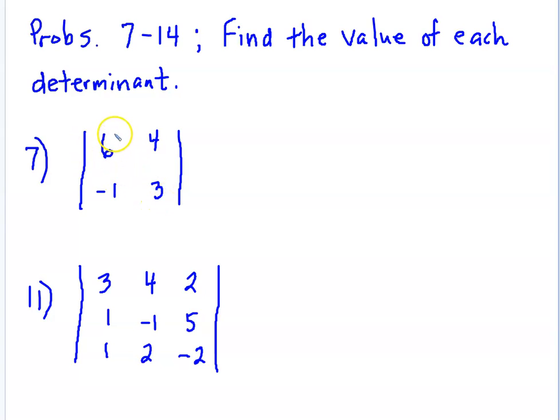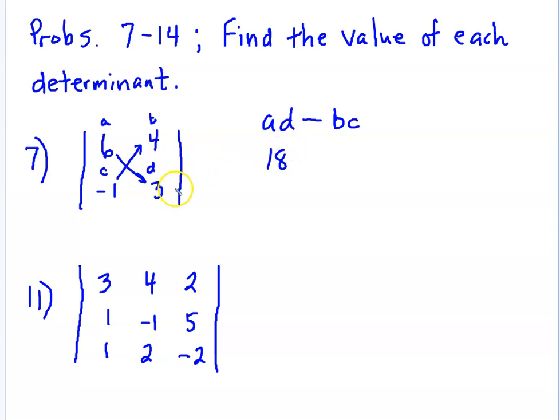So for these numbers, the way they are labeled, we would call this the element A, and this would be B, this would be C, and this would be D. So to find the determinant, you multiply this direction first, A times D. You subtract then the product of the other two, the B times C. And it does matter that you do them in this order because obviously subtraction is not commutative. So always do the AD product first.